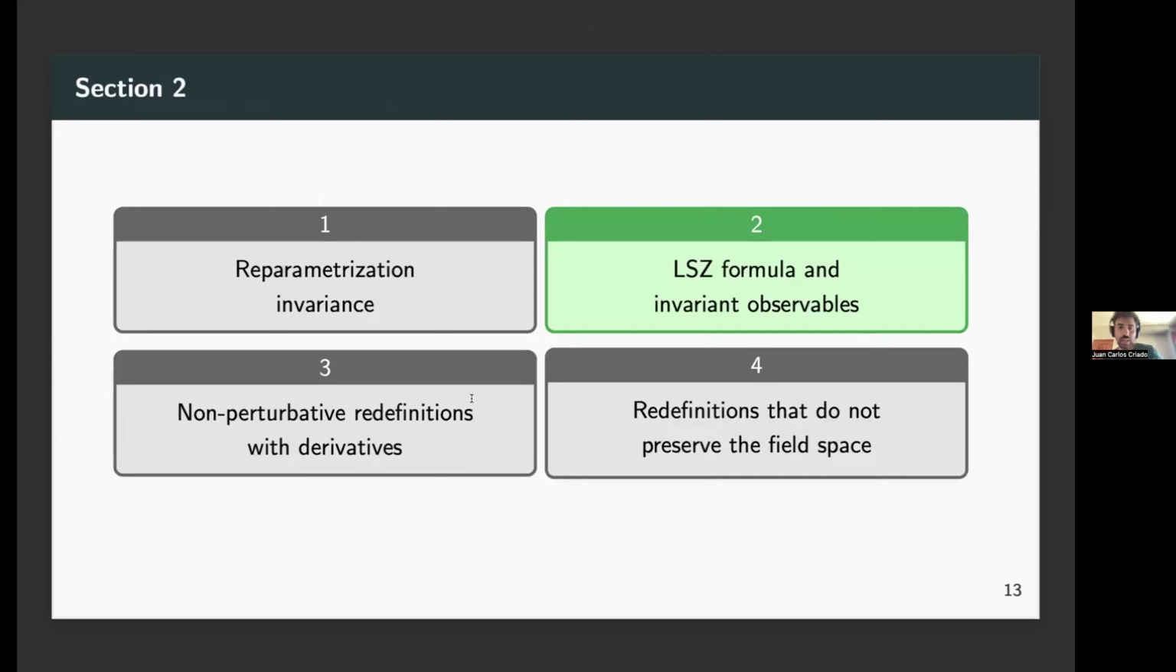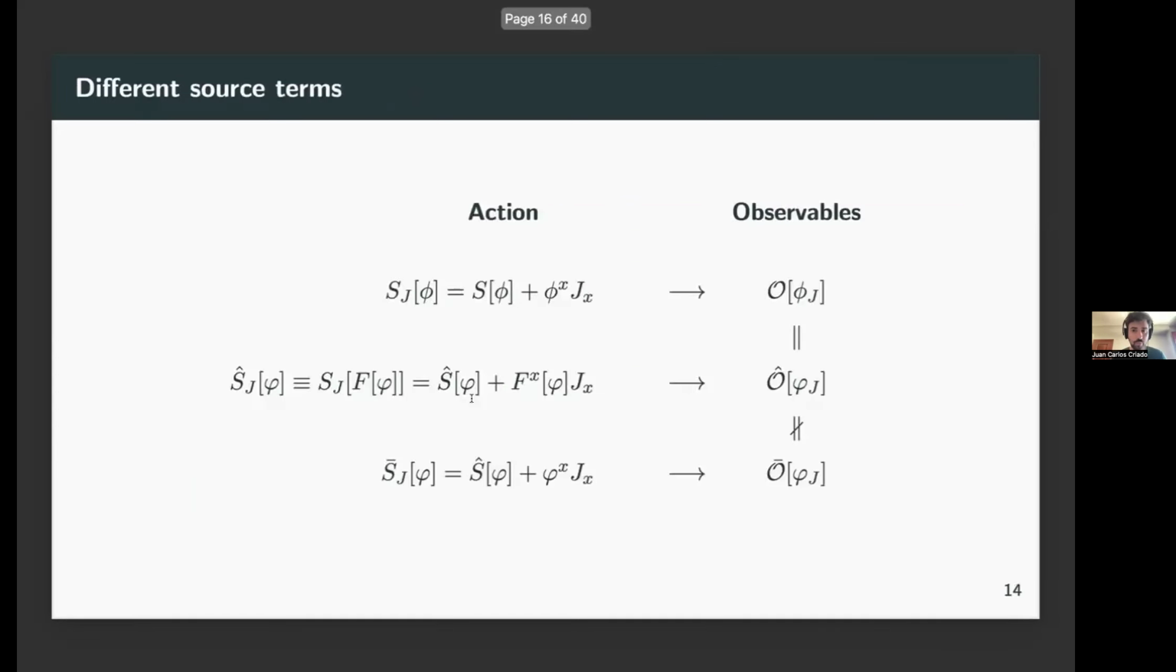All right, so that was about parameterization invariance, and now let's see what observables are invariant under filter definitions. So you don't need to do this extra step. So the situation we have, I've just written again what we had in the previous section.